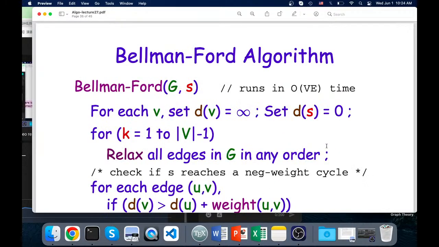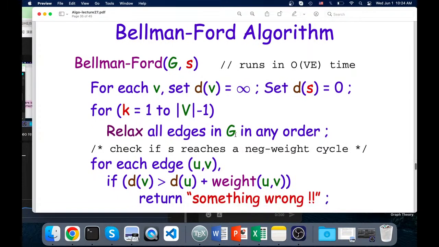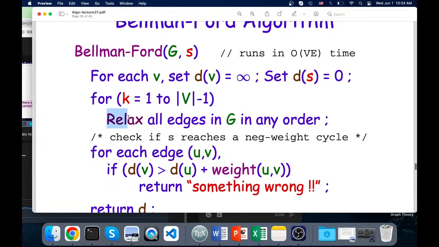Although we set the relax all to be in any order, normally, because we are doing the same thing again and again, we may be using the same order for each iteration. It's also okay.